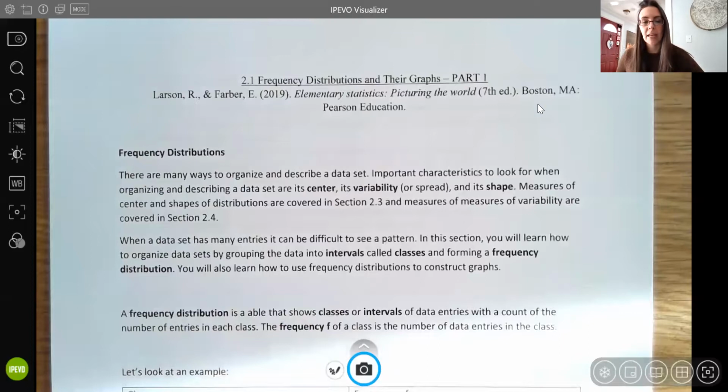When a data set has many entries, it can be difficult to see a pattern. So we really do have to organize it. We need to graph it to help us see patterns, but we also need to organize it into a table or a frequency distribution. So that's what we're going to focus on here, is how do we organize this data.